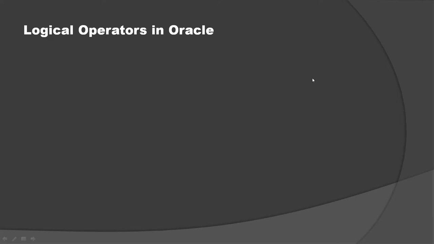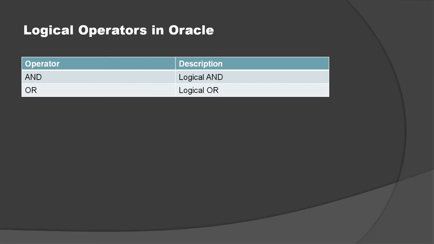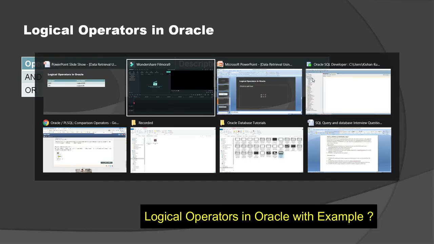In this video tutorial, we are going to talk about logical operators in Oracle. These are the logical operators in Oracle we are going to discuss. First of all, AND, that is called logical AND. And second is the OR, that is also called the logical OR operator. Let's try to understand through an example.